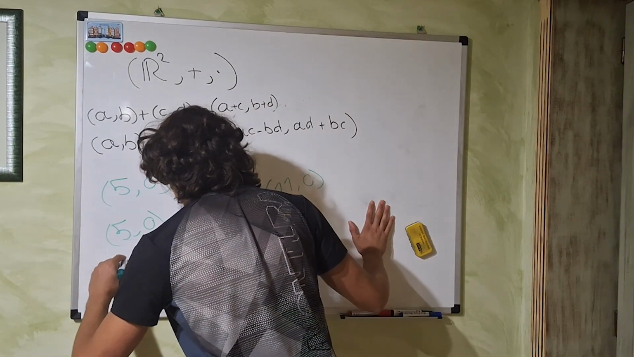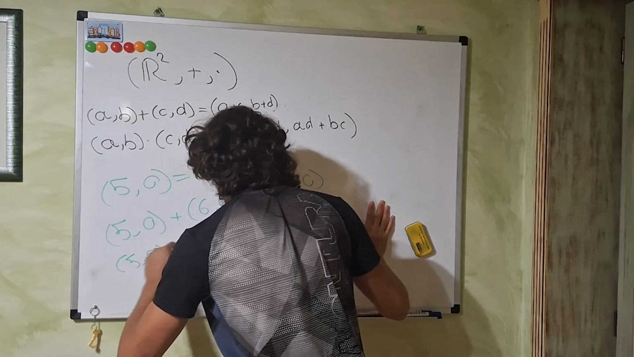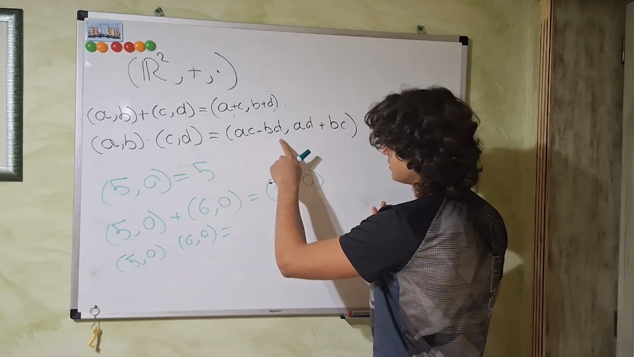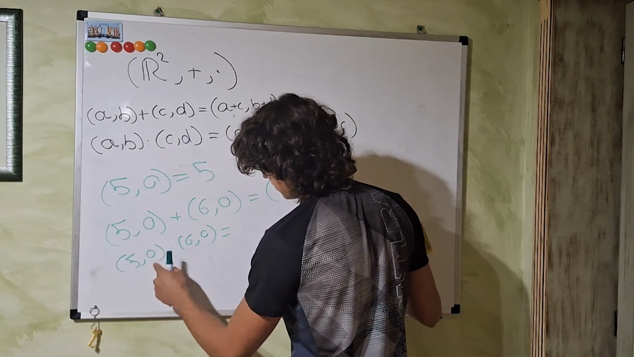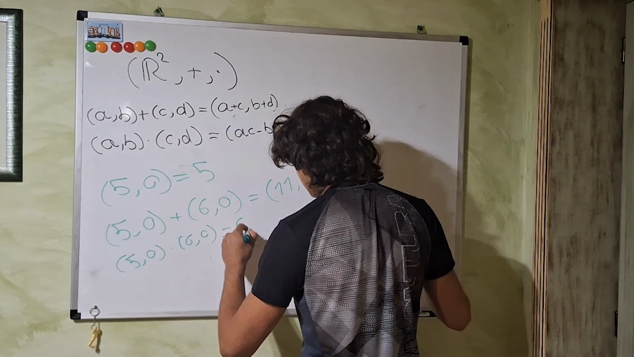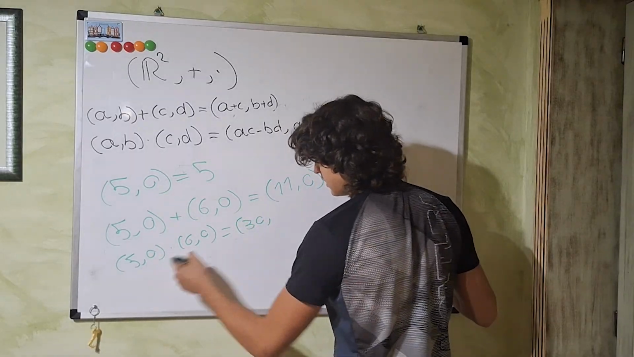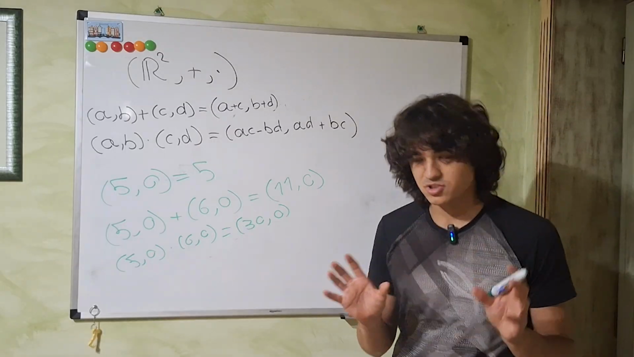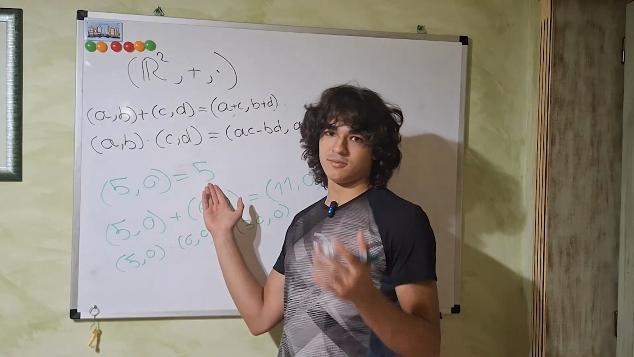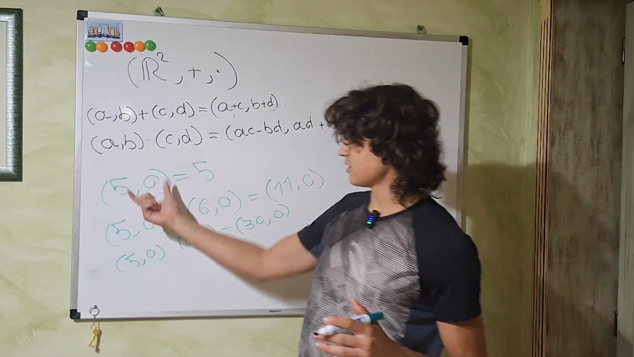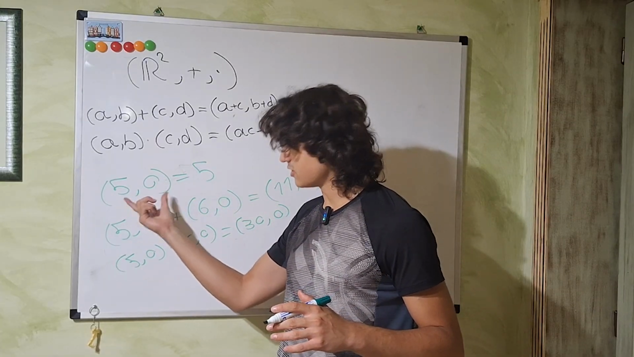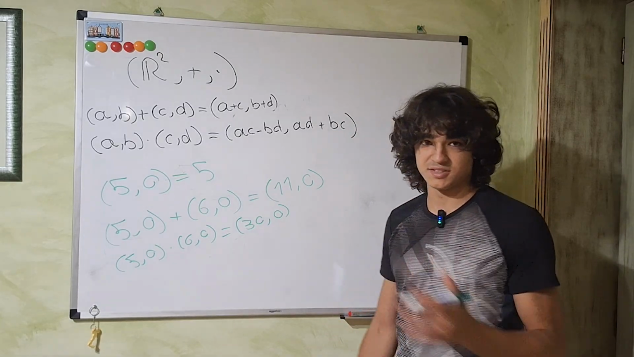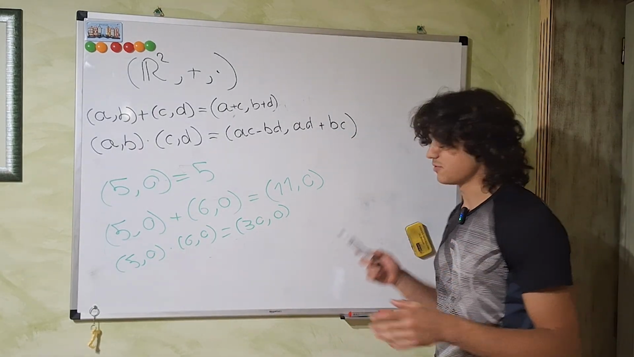We can also try multiplication: (5, 0) this time times (6, 0), and we can follow the same rule. AC minus BD, so AC is 30, 0 times 0 is 0. Again, we get a real number. So there is a bijection between the standard convention of real numbers and this new object, this vector. They are the same, just two different notations.